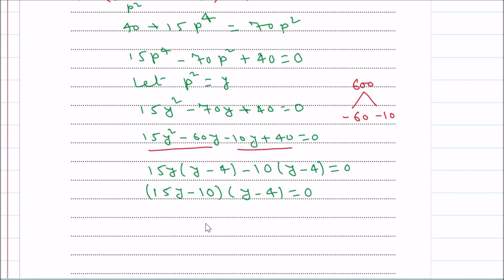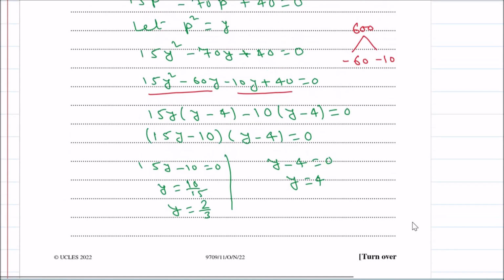Now we can solve them. How? We write each separately equal to 0. So 15y minus 10 equal to 0, and y minus 4 equal to 0. This gives y equal to 4, and this gives y equal to 10 by 15. So y equal to 2 by 3, if you simplify.